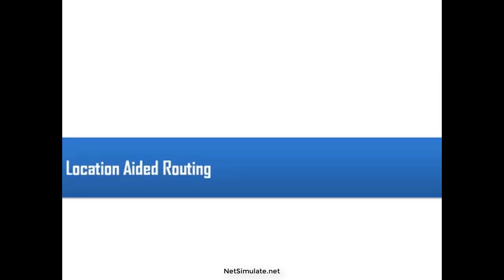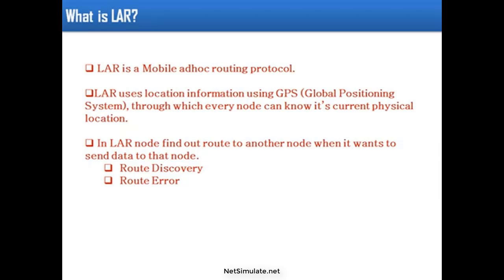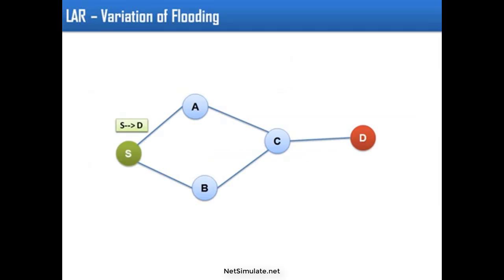This routing uses the location of nodes to find out the route for route discovery. LAR uses a variation of flooding. Flooding is a mechanism through which a message is broadcast to every node in a network. But here, location-aided routing doesn't use flooding as it is. They are using a variation of it. And what is the variation?